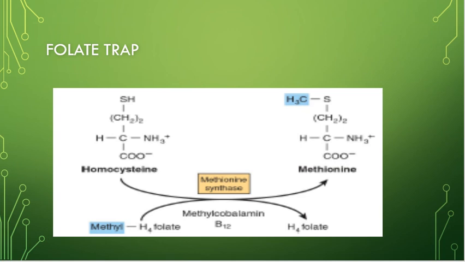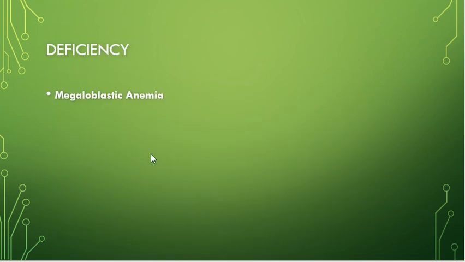Next are the deficiency symptoms or manifestations of folic acid. First is megaloblastic anemia. The deficiency of folic acid itself, or deficiency of vitamin B12, which leads to functional folic acid deficiency, affects cells that are dividing rapidly because they have a large requirement for thymidine for DNA synthesis. Clinically, this involves the bone marrow, leading to megaloblastic anemia.